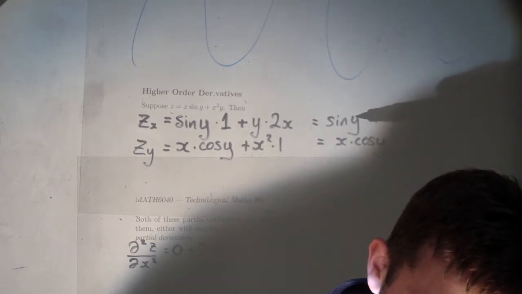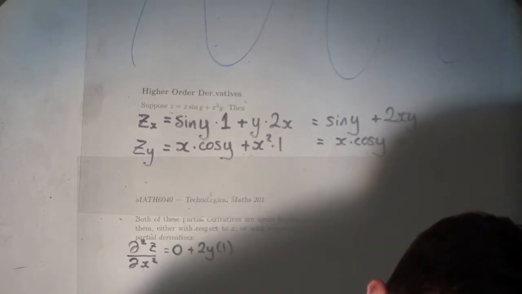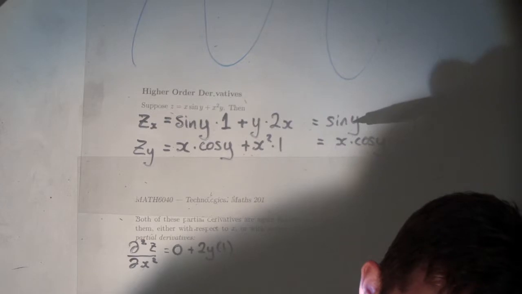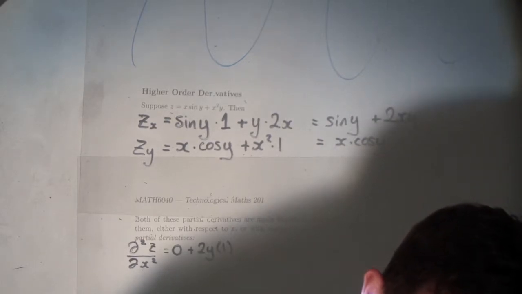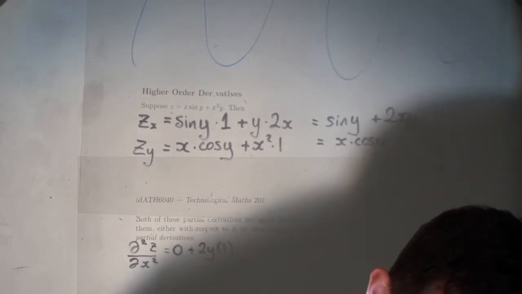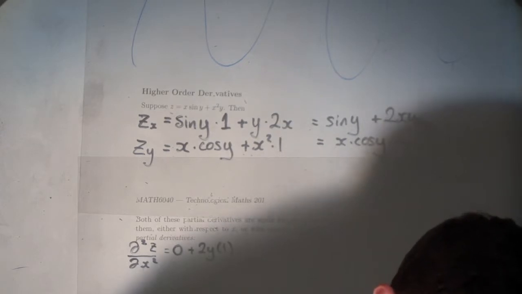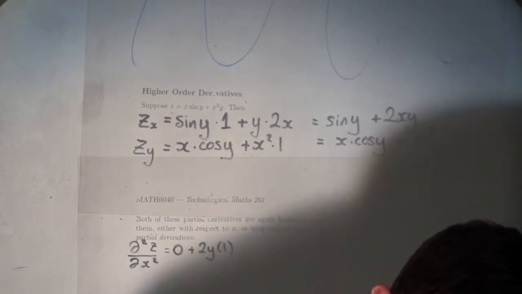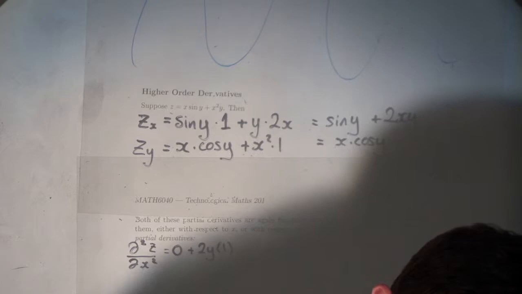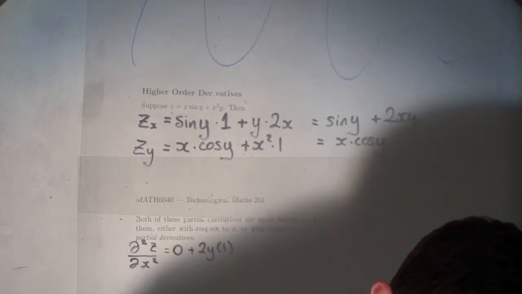What is the derivative of sin y with respect to y? Zero? No, cos y. Sin y with respect to y is cos y. With respect to y, any constants about? 2x. And what is the derivative of y with respect to y? 1. Okay.